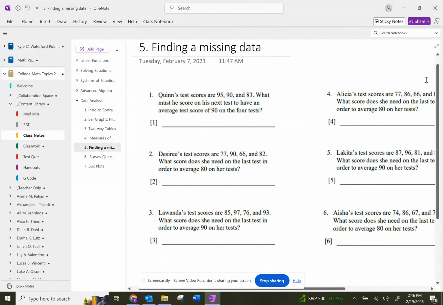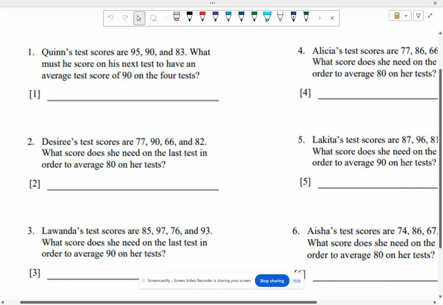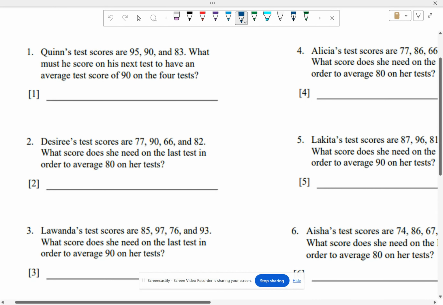Now, for finding a missing data, say it's the end of the semester and you want to know, what do I need on this test so that I can have a certain grade to pass that test, or if I want to get an A in the class, what grade do I need? These are questions that often show up on SATs, and I wanted to do one with you just to give you guys an idea. So number 1, Quinn's test scores are a 95, a 90, and an 83. Not bad, Quinn. What must he score on his next test to have an average score of a 90?